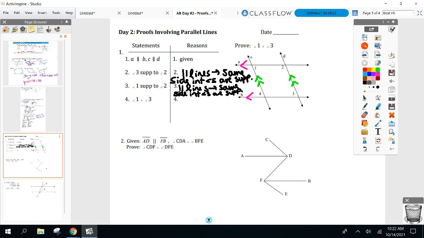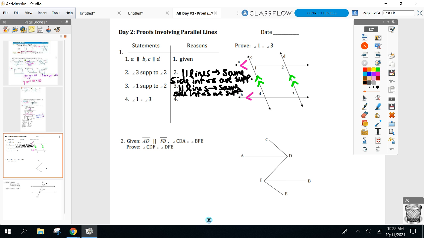So why is 1 and 3 equal then? Better look on your sheet because it's not going to do anything with parallel lines. I'll give you guys a second to look. Just staring at the screen isn't going to do much work. Look, it is something we've used last unit. Look at steps 2 and 3, what you just wrote. You just told me 3 and 2 are supplementary, 1 and 2 are supplementary. So why would 1 and 3 be equal then? What do you got, Emma? Supplements of the same angle. There you go.